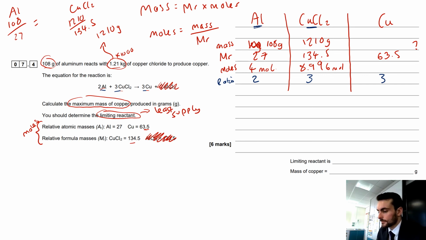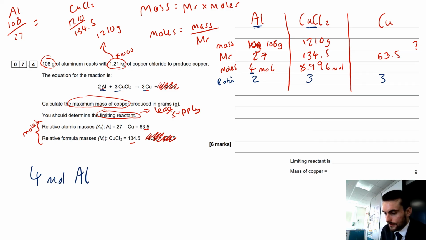So then we need to look at which one of these is going to be the one that's limiting the amount of substance that we can make. So let's just look at aluminium to start off with. If we have 4 moles of aluminium, let's figure out how much copper that would allow us to make. So if we had 4 moles of aluminium, how much would that make?